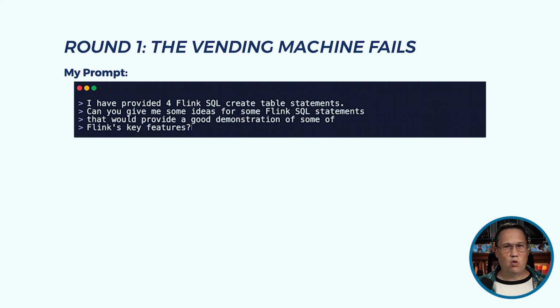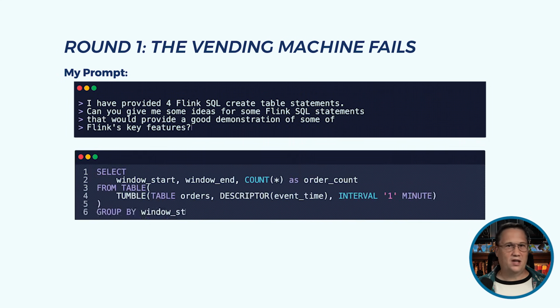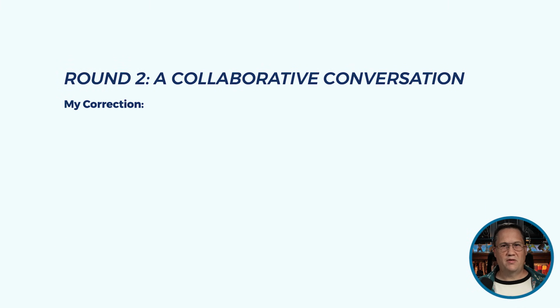I gave it my request, and it returned what looked like a promising result. However, it turns out it was just wrong. See, if you look at this query, you'll notice that it's creating a window based on a field named event time. The problem was there was no field named event time in my original specification. My first reaction was, see, it's just a machine.